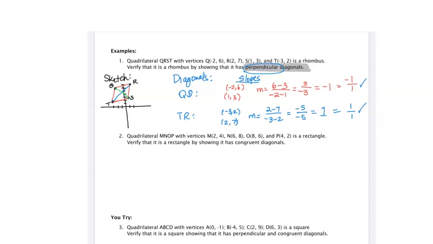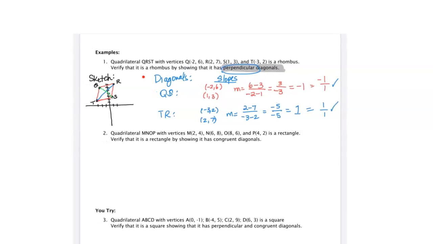So therefore, we have verified that this is a rhombus by showing that it has perpendicular diagonals. So that's all we need to do. Just simply show your work and show that these have the opposite reciprocal slopes. We're done with number 1.